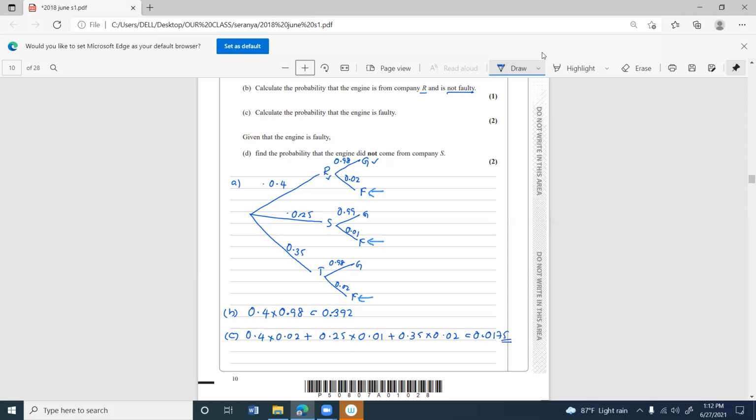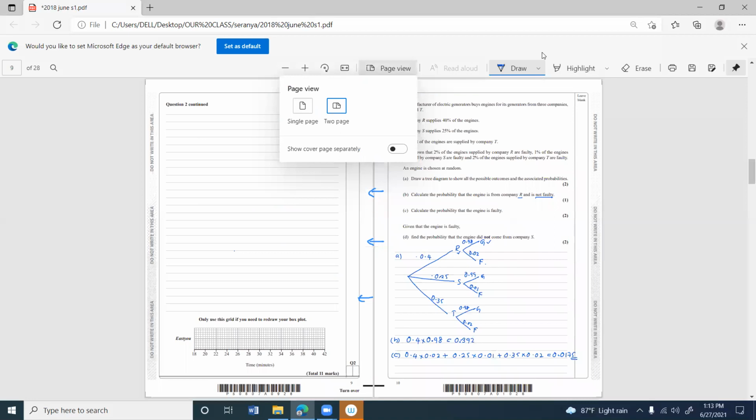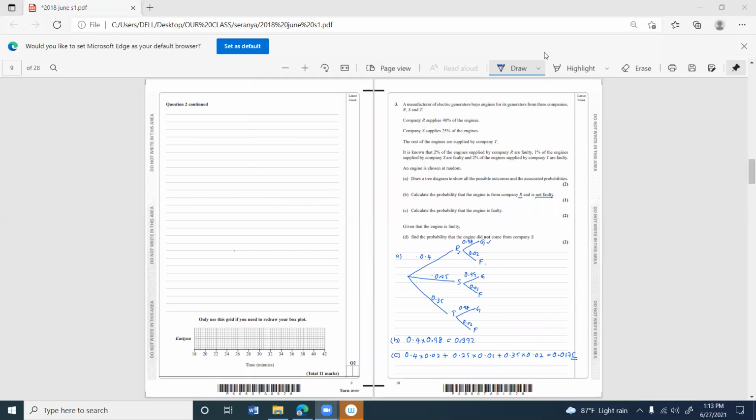Given that the engine is faulty, now come up with the conditional probability. We'll see how to answer this question today. Here you have to write the given probability. It's given that it's faulty, given that the engine is faulty, F. Find the probability that the engine did not come from S, it's S dash. Then we have to work it out clearly.